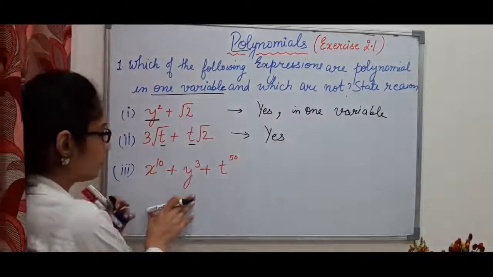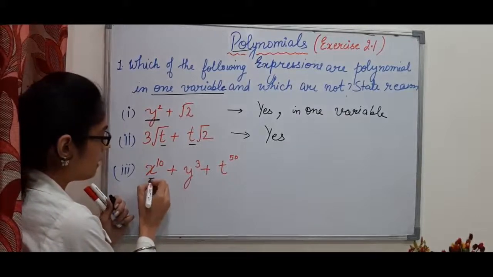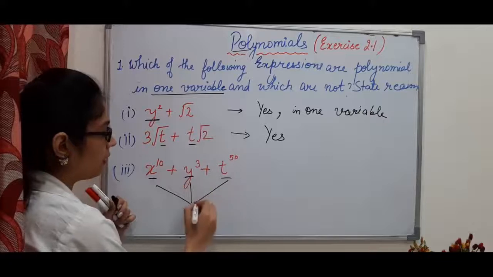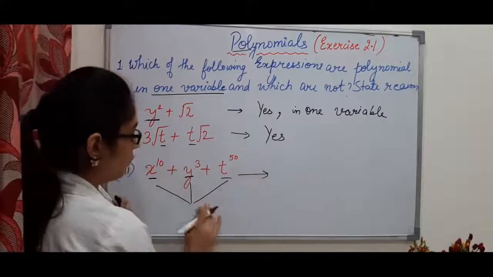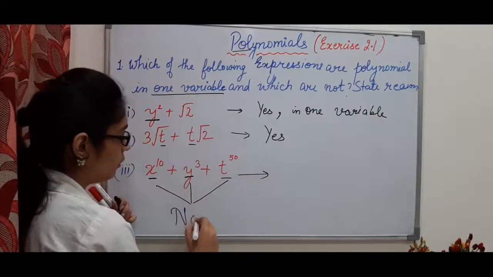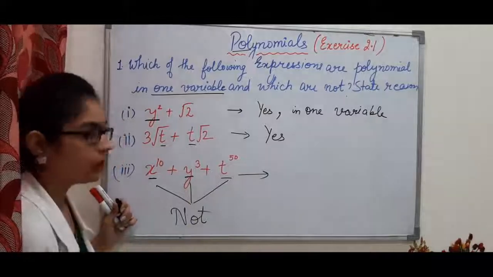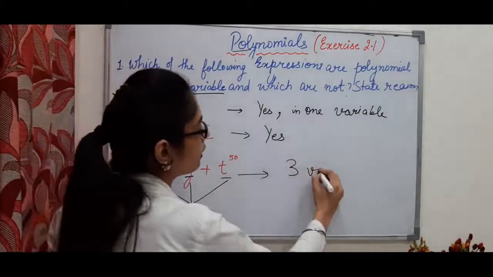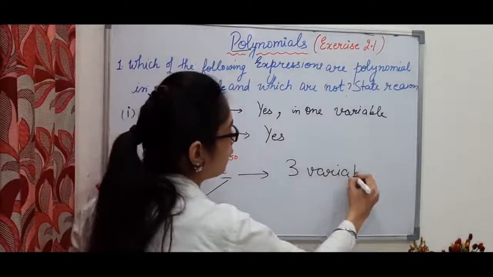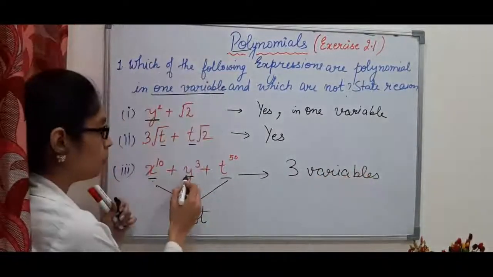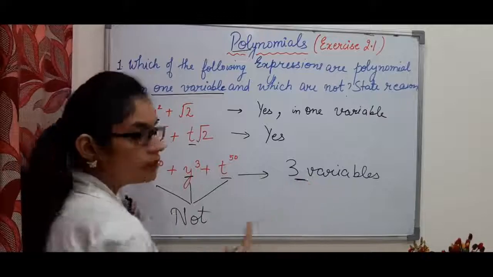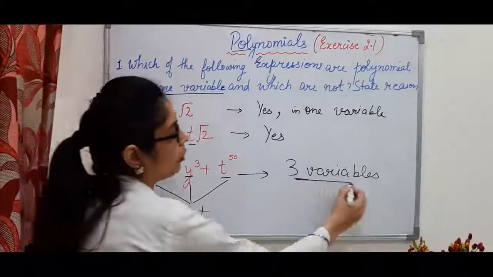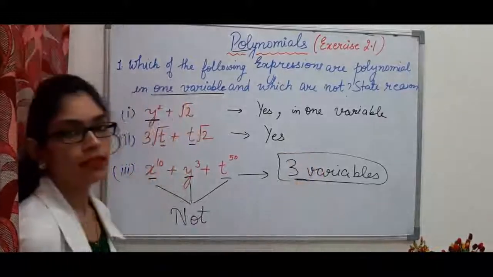Let's see this expression. Here I have x, y and t, which means this expression is not a polynomial in one variable, because this is a polynomial in 3 variables. See, 3 alphabets are there, x, y and t, due to which it is not a polynomial in one variable.